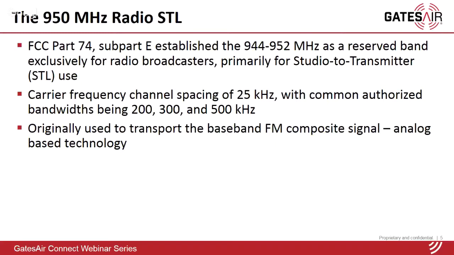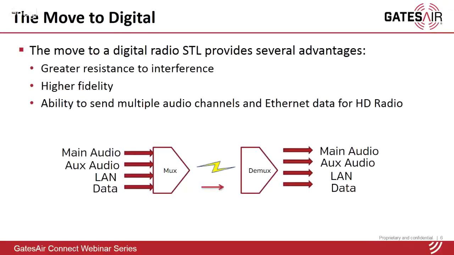The first generation systems were analog systems and were primarily used to transport analog composite FM signals. The move to digital was primarily driven to add more channel capacity and to support Ethernet data for HD radio, specifically E2X stream, or exporter to exciter streams, across the STL.